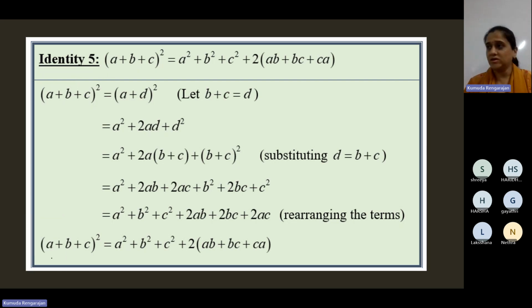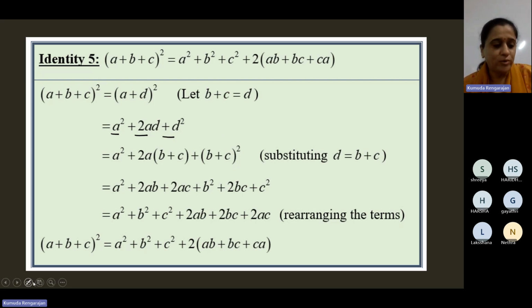Now expand this. You know how to expand this. What is a plus d the whole square? A square plus 2ad plus d square. Like a plus b the whole square is a square plus 2ab plus b square. So here it will be a square plus 2ad plus d square.